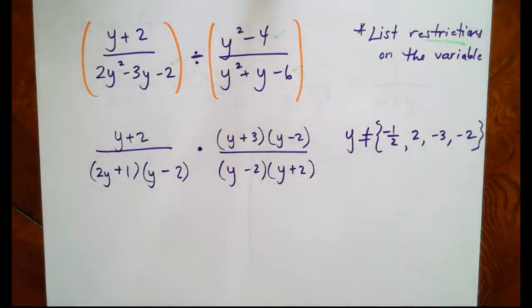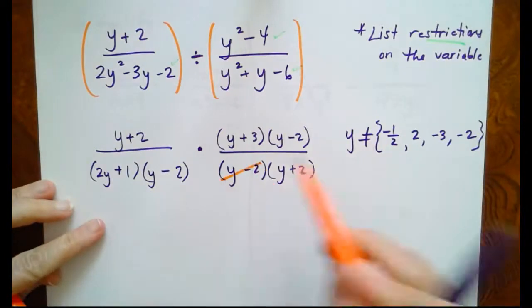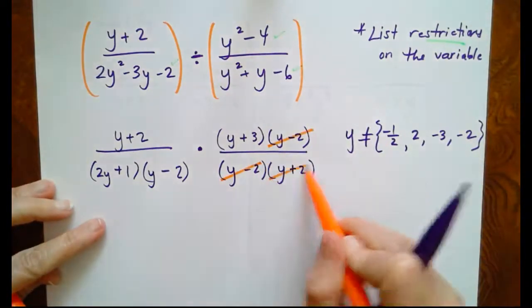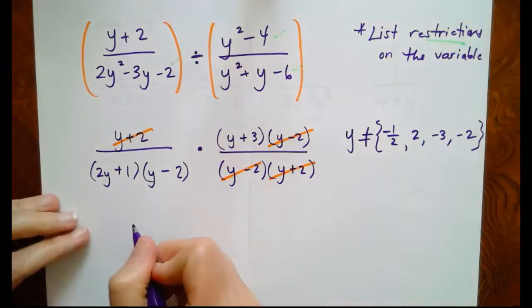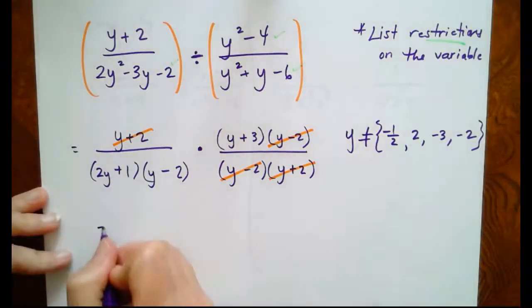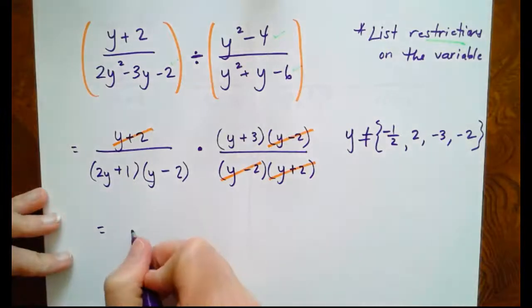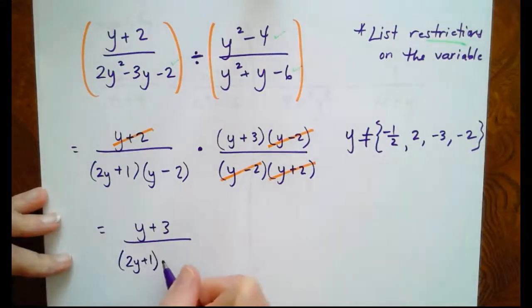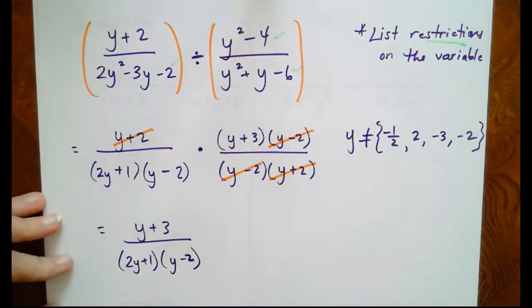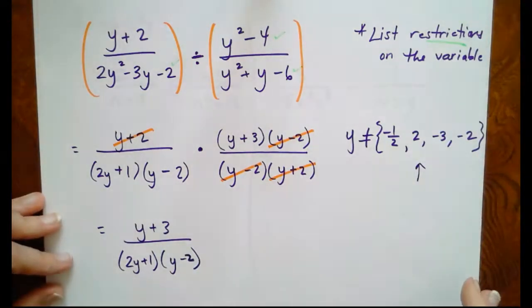So now that everything's factored, let's start canceling. So a y minus 2 with a y minus 2, y plus 2 with a y plus 2. And that's everything. Leave it all factored. There's no need to multiply it back together. Y plus 3 in the numerator. In the denominator, 2y plus 1 times y minus 2. That's your simplified result. Those are your restricted values.